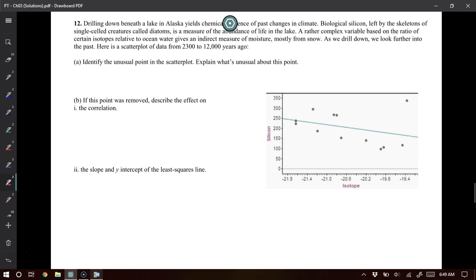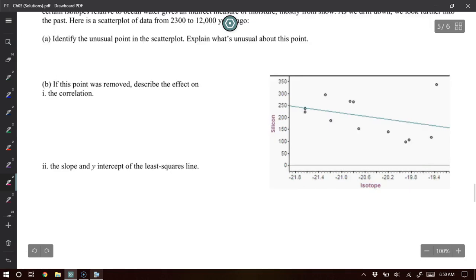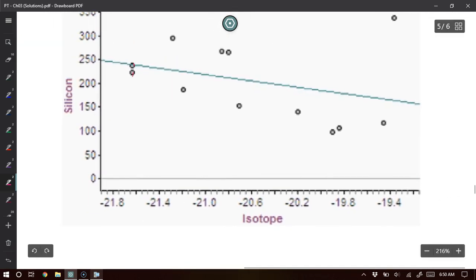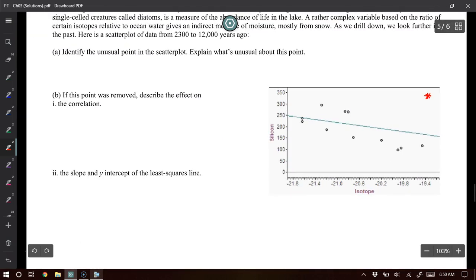Identify the unusual point in the scatter plot. Explain what is unusual about this point. So I'm going to look visually at the graph. For the most part, these points seem pretty good. They're around the line. Not bad. If I were to pick an odd one from the rest, I'm going to pick this one. That looks like the unusual point in the scatter plot.